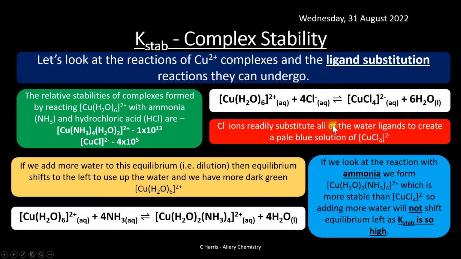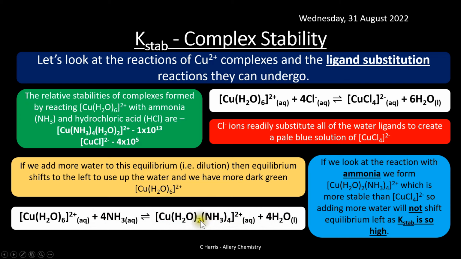And then if we look at the reaction with ammonia instead, we get this partial substitution as we've seen up here. Now we get this, which is more stable, as I mentioned before, than the copper chloride. So if we add more water to this, it will not shift equilibrium left. It won't actually move it back to here. And this is because this complex, what it's formed here, is so stable. It's almost like stubborn, I suppose.